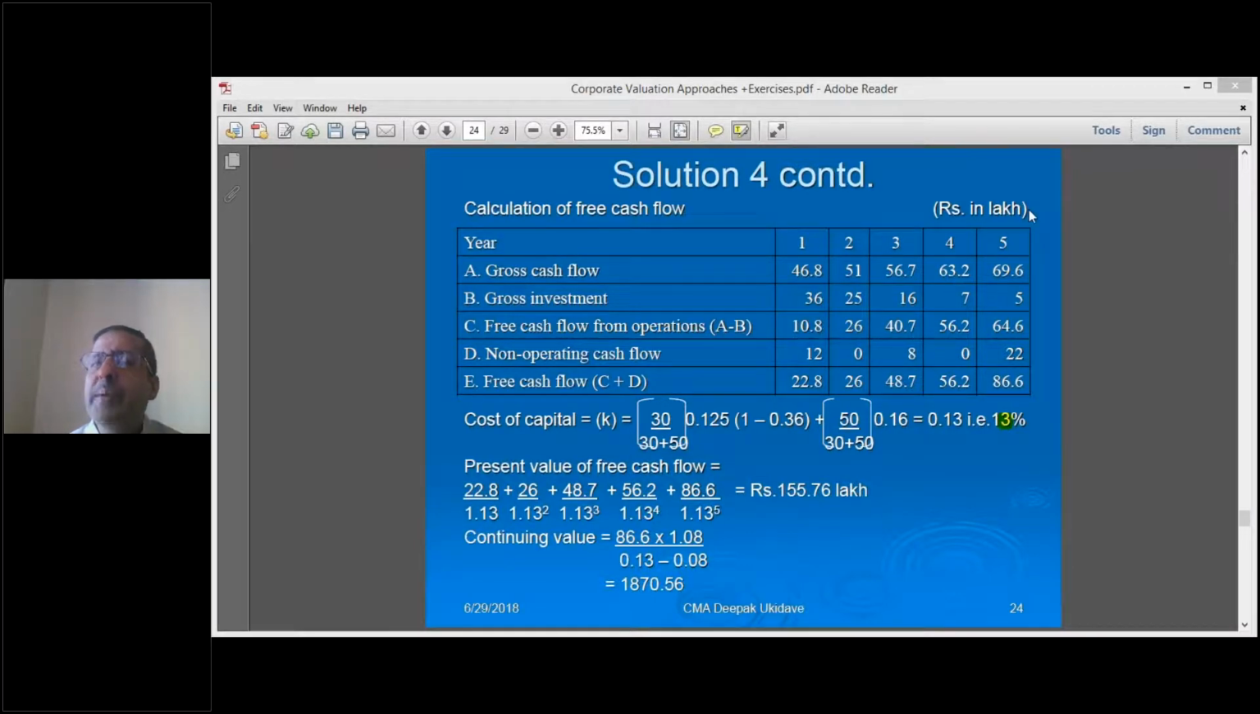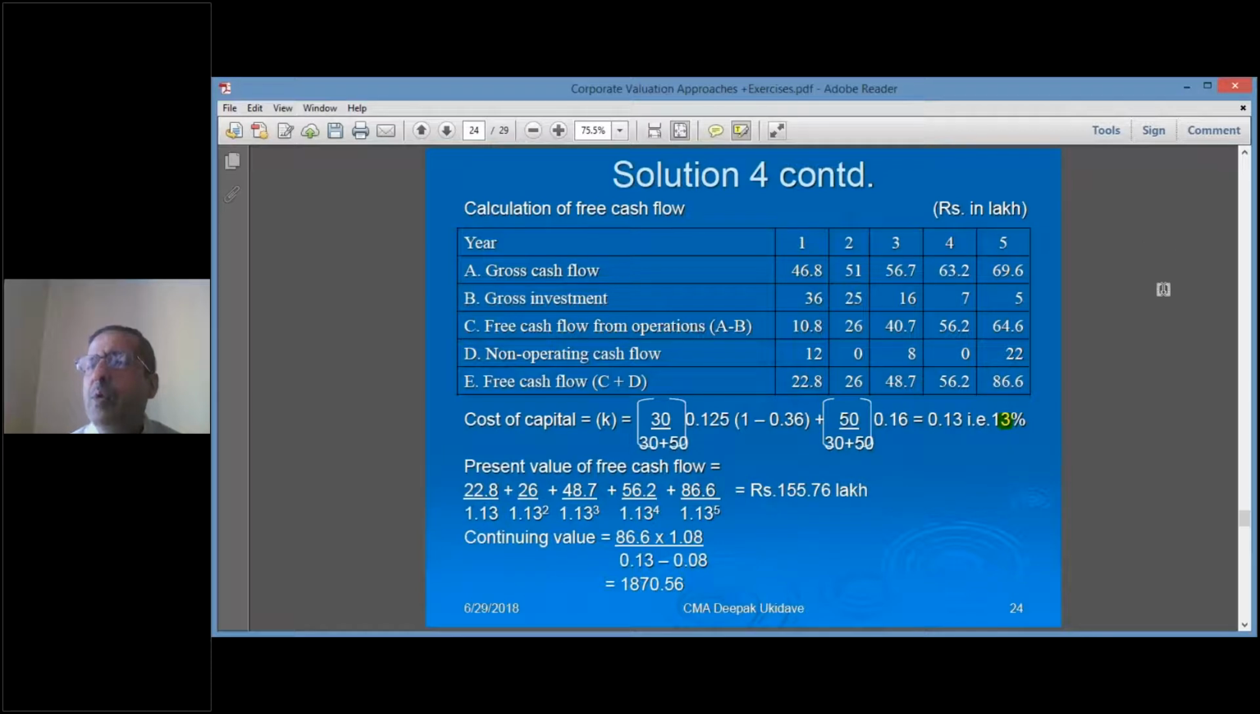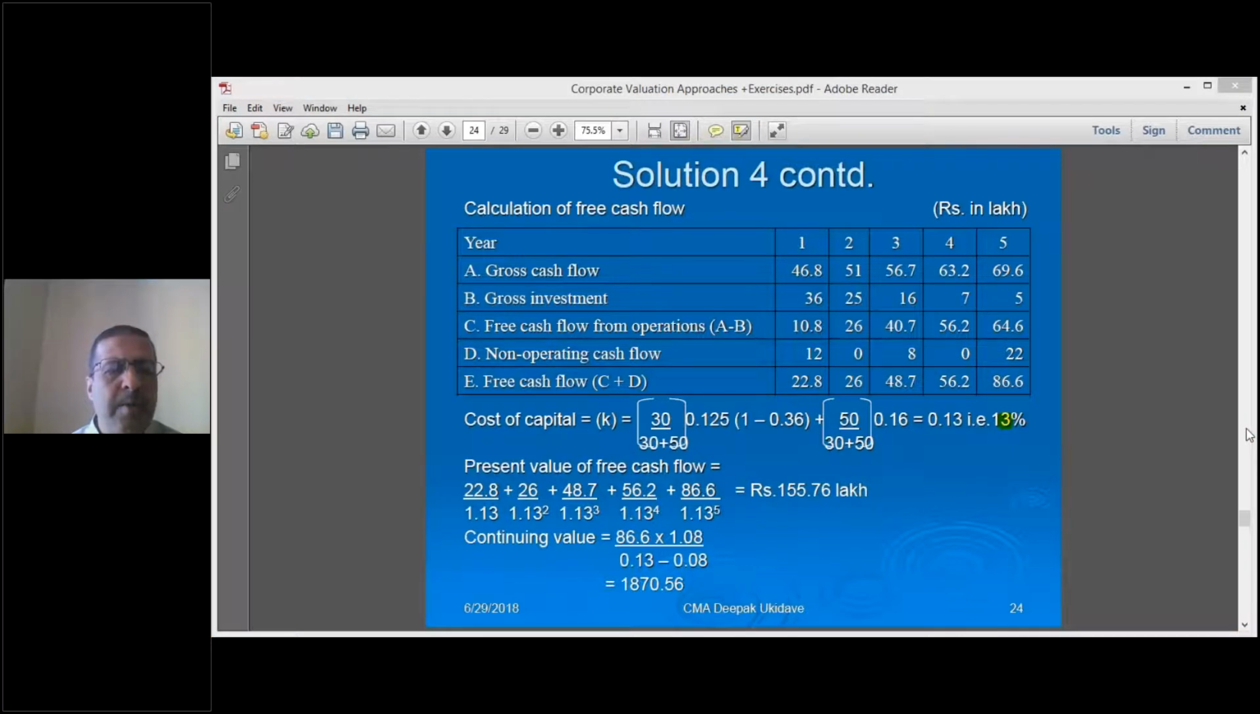Try it once on the calculator. I am telling you, try it once on the calculator, then you will understand. Okay, you did and you got it. Thank you, Purvi. Good.